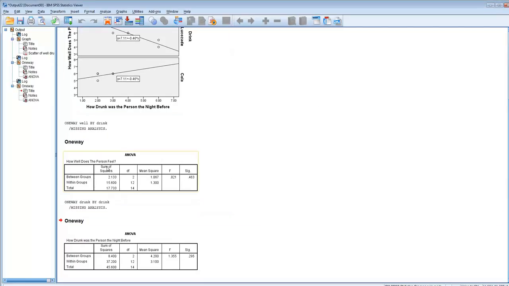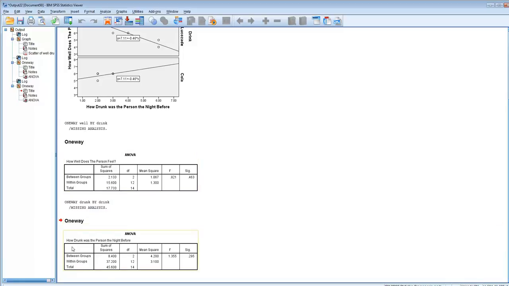On the first ANOVA, how well does a person feel, and the groups, we saw that it was not significant, so there was no effect. And on the second one, again, there was no effect, this is larger than 0.05, on how well the drinks that a person has consumed and how drunk the person was the previous night. So now interpreting these two in a general linear model will be more accurate.